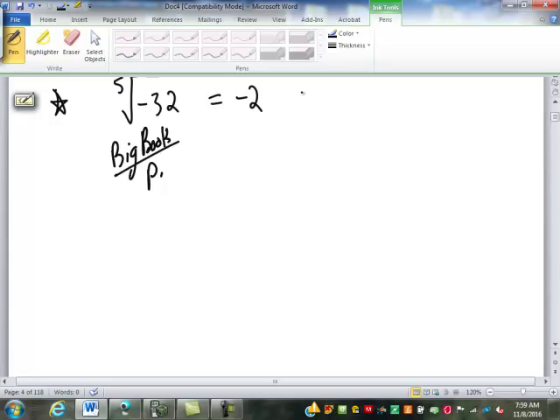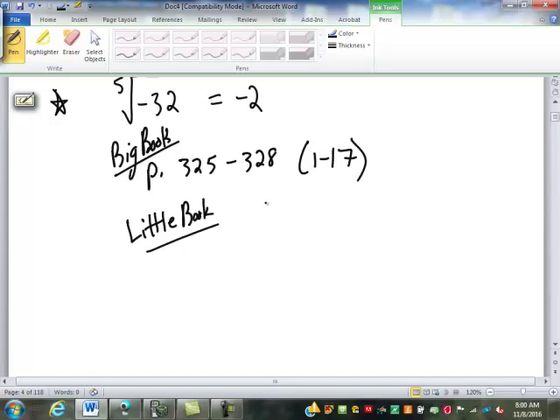In your big book, we're going to be looking at page 325 to 328, 1 through 17. And I'm also going to hand out a packet for you. Actually, you know what? No. For you guys, it's in your little book. Packets for the woods guys. In the little book, Unit 31.